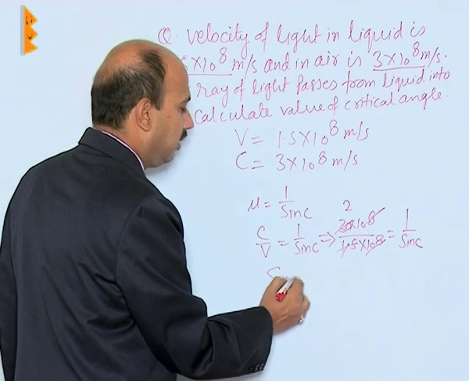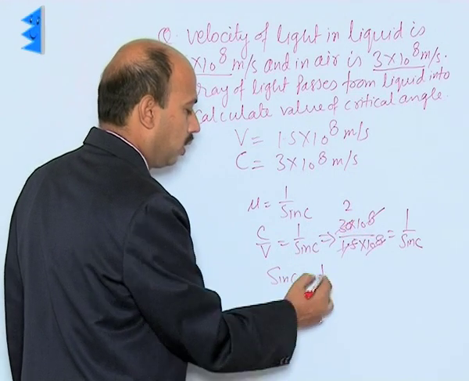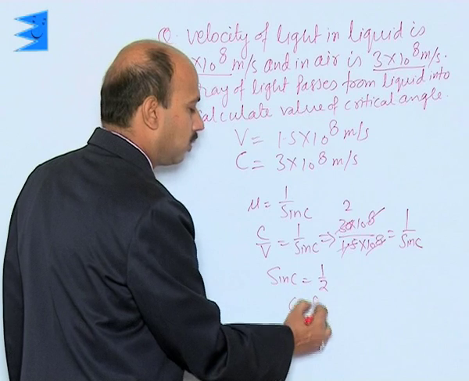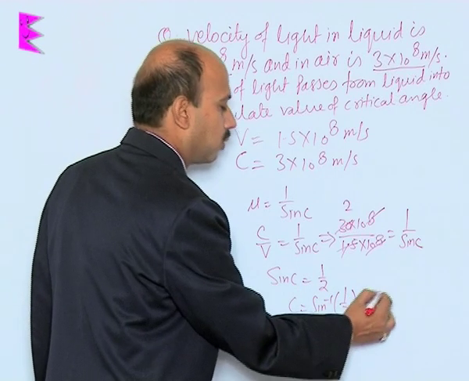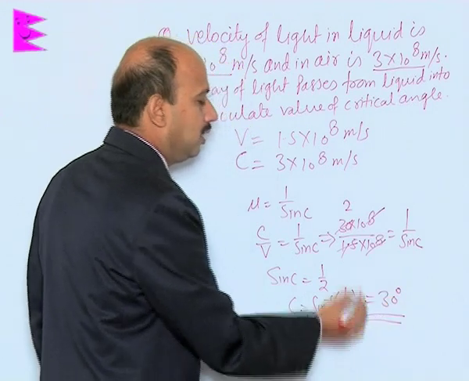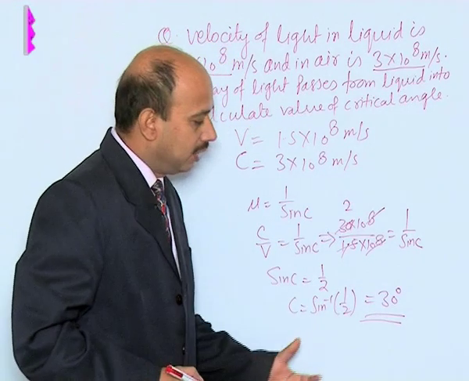So, sin C is equal to 1 upon 2, or we can write C is equal to sin inverse 1 upon 2, that is equal to 30 degree. So, in this case the value of critical angle is 30 degree.